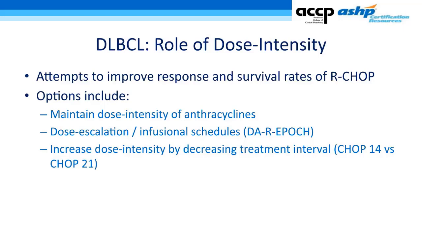On the flip side, there's certainly a lot of interest in increasing the dose intensity of R-CHOP in order to improve the response rates as well as the survival rates. So some possibilities here would be to maintain or increase the dose intensities of anthracyclines, to change the infusional schedule and increase the dose of other agents within R-CHOP, such as the dose-adjusted R-EPOCH regimen, or to increase the dose intensity by changing the treatment interval, so changing from an every 21-day schedule to an every 14-day schedule.